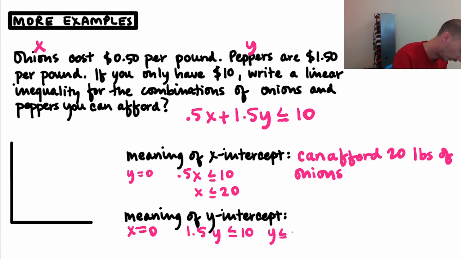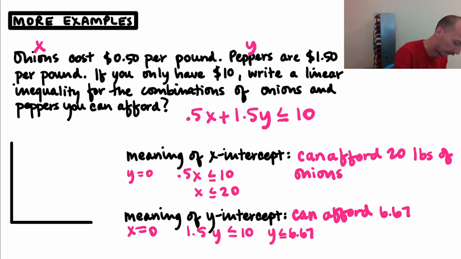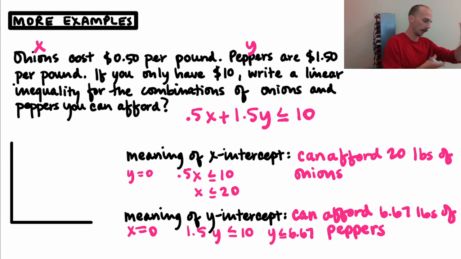Okay, so that's enough calculator there. And we'll say y is less than or equal to 6.67. Okay, which means that I can afford 6.67 pounds of peppers if I'm not buying any onions. Okay? But now that I've got my x-intercept of 20, my y-intercept of 6.67, well, I'm going to just kind of connect them.